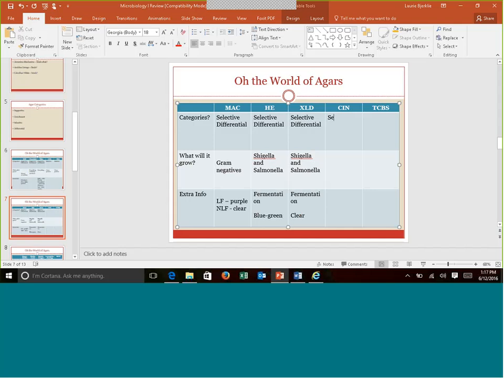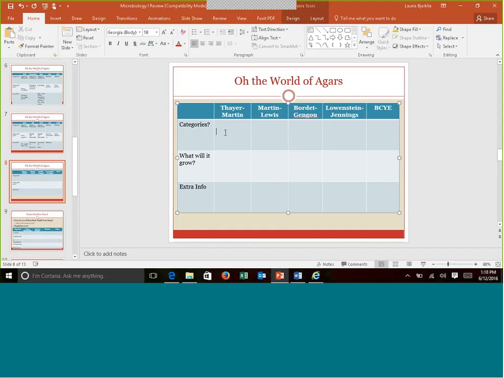CIN agar is a selective agar that is specifically looking for Yersinia enterocolitica especially, but you could just say Yersinia. And this is the one where they have the bullseye appearance to the colony, like that target symbol. TCBS is selective, and this is specifically looking to grow Vibrio, especially Vibrio cholerae, which is the big pathogen of Vibrio. I know we haven't really talked about these last couple organisms, but you should still be aware of the agar.